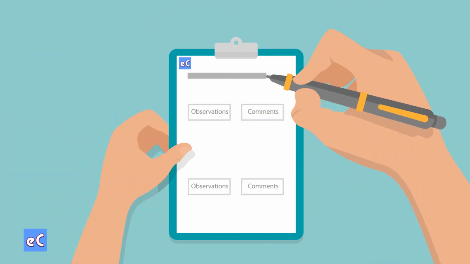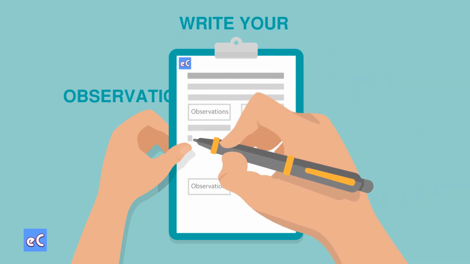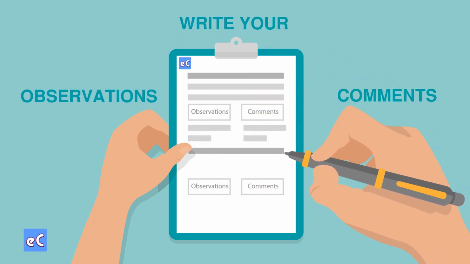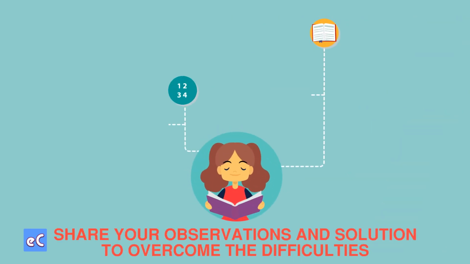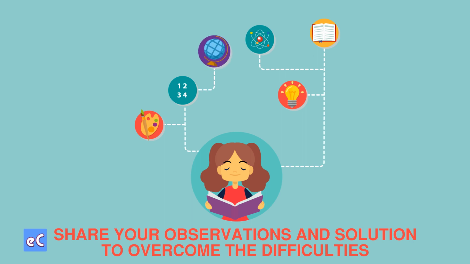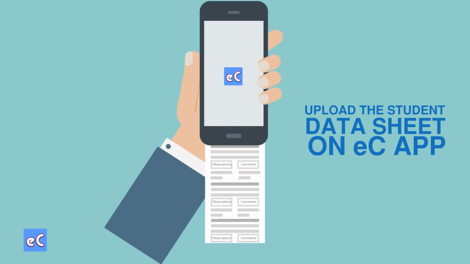Note down all such details of the student on the EducationChamp datasheet and then write your observations and comments against each point. Share your observations and solutions to overcome the difficulties with the parent in the presence of the student at the end of 2 trial sessions. Upload the student datasheet on the EC app on completion of 2 trial classes.